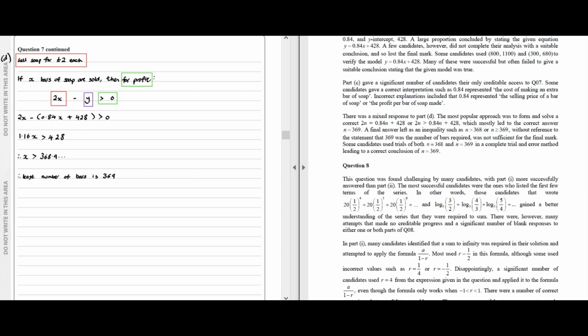The most popular approach was to form and solve a correct 2n equals 0.84n plus 428, or the 2n being greater than 0.84n plus 428, which mostly led to the correct answer n equals 369. The final answer left as an inequality, such as n being greater than 368 or n equaling or being greater than 369, without reference to the statement that 369 was the number of bars required, was not sufficient for the final mark. Some candidates used trial and error, and from that they usually found n equaling 369.